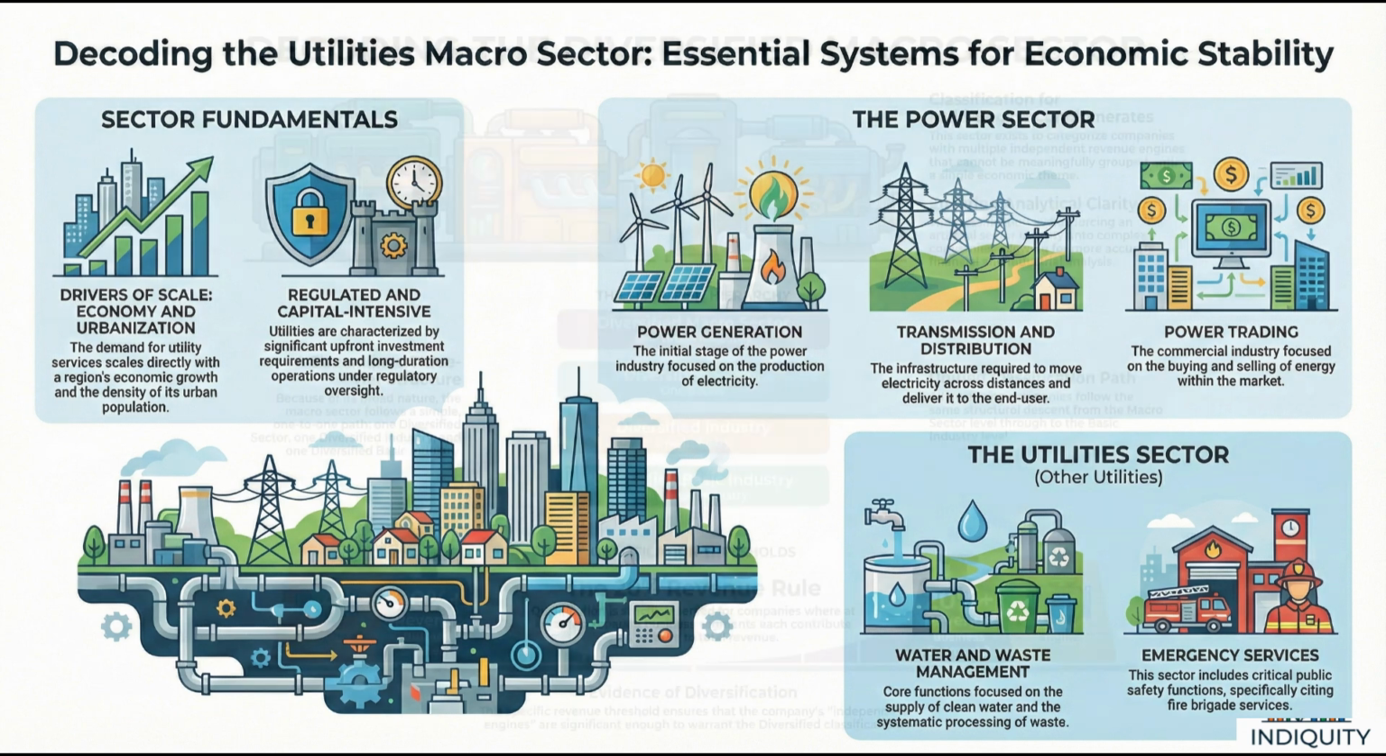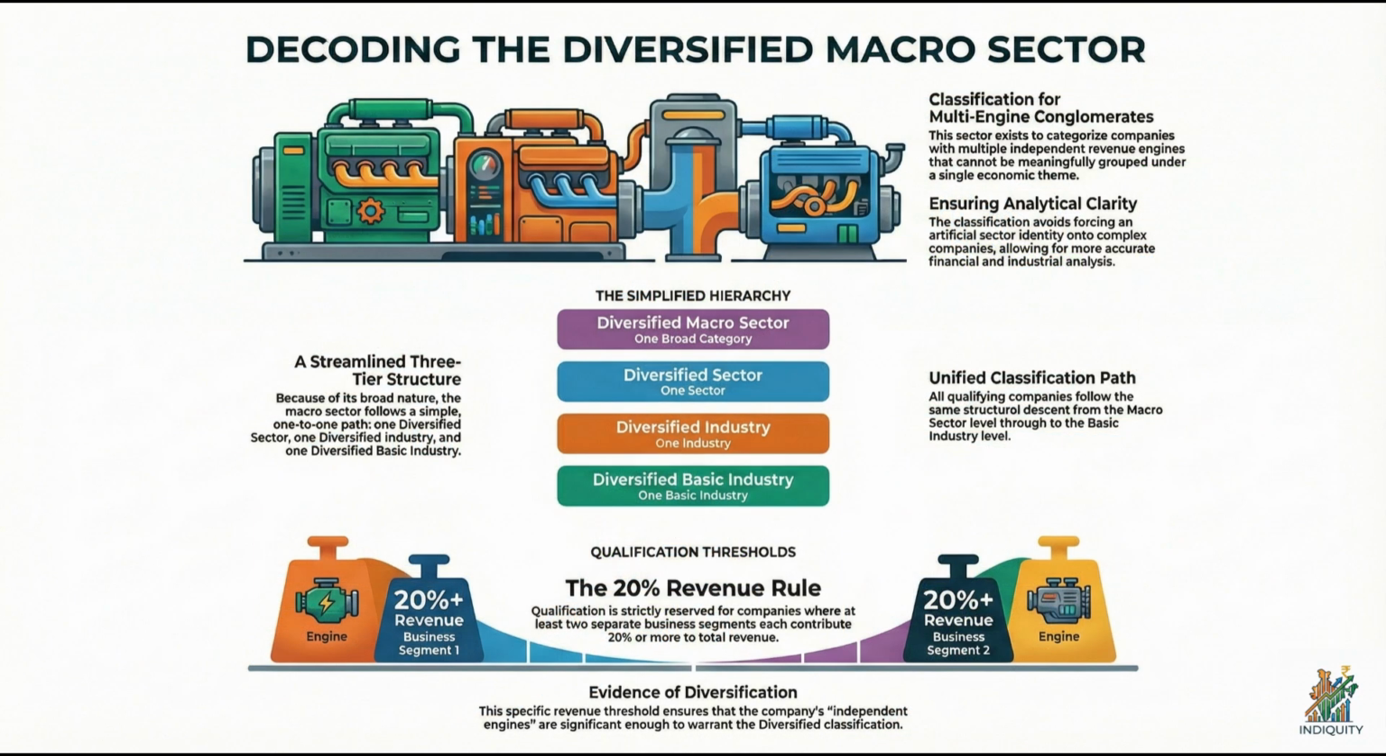The diversified macro sector exists to classify conglomerates with multiple independent revenue engines. These companies cannot be meaningfully grouped under a single economic theme, and this classification ensures analytical clarity rather than forcing an artificial sector identity. Because of its nature, this macro sector has a very simple structure. It contains one diversified sector, one diversified industry, and one diversified basic industry.